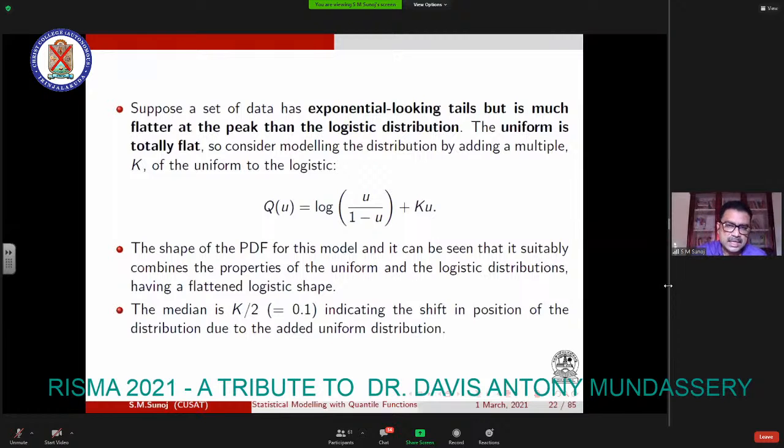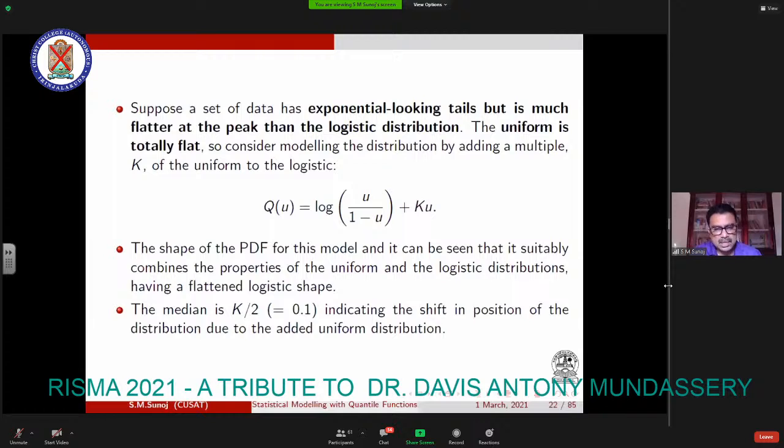Suppose a set of data has exponential looking tails, but is much flatter at the peak than the logistic distribution. The uniform is a totally flat distribution. So consider modeling the distribution by adding. When we draw the data, it shows exponential looking tails but is much flatter at the peak than the logistic distribution, so it may not be appropriate to model that data using a logistic distribution alone. Here the interest is whether it is possible to derive a new model that suits the given data best. That type of modification can be applied.